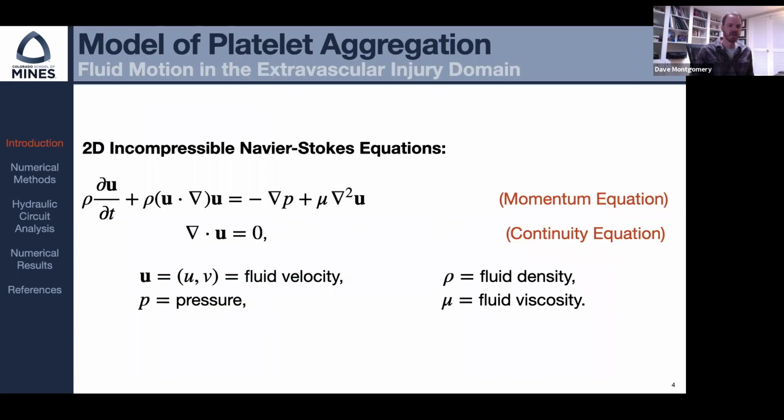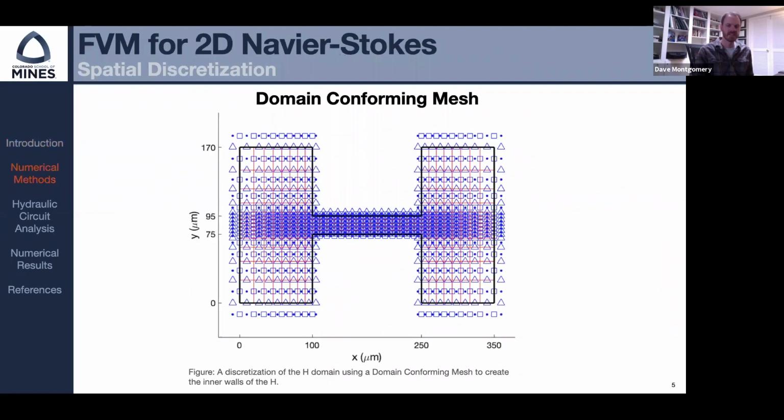The fluid flow is governed by the 2D incompressible Navier-Stokes equations. U represents the fluid velocity and P the pressure. Rho is the density of the fluid and mu is the viscosity. The extravascular injury domain, or what I will often refer to as the H domain, is discretized using a domain-conforming mesh in order to limit the number of unknowns in the problem.